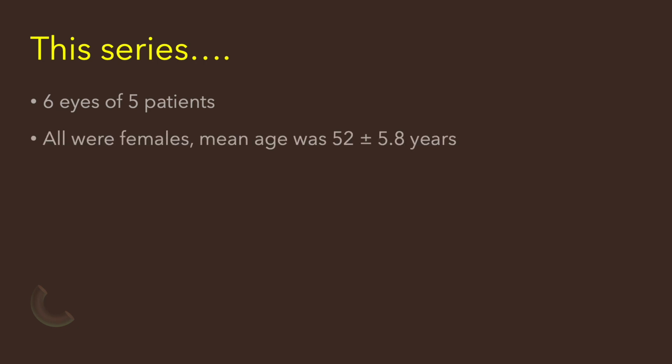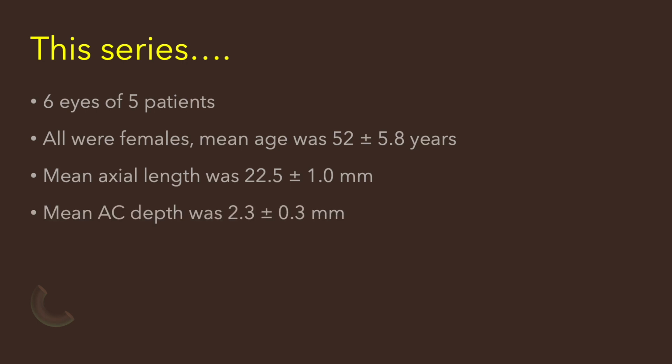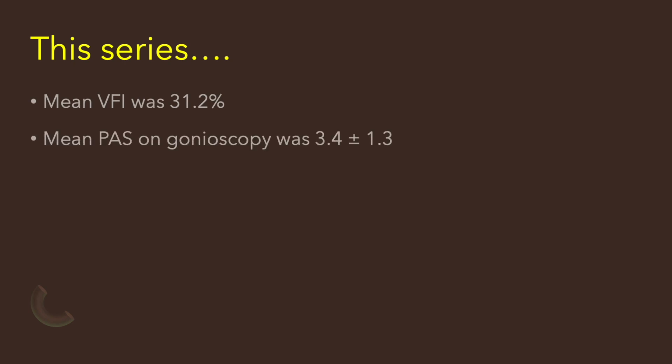In this series, 6 eyes of 5 patients were included. All were females, mean age 52, mean axial length 22.5, mean AC depth 2.3, mean lens thickness 5.0. Mean VFI was 31.2%, mean peripheral anterior synechiae on gonioscopy was 3.4 quads.